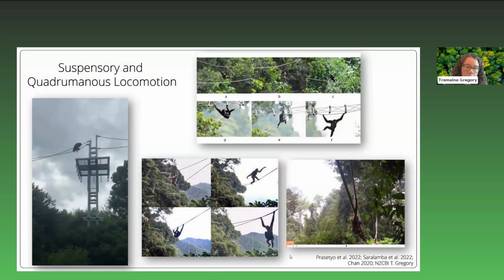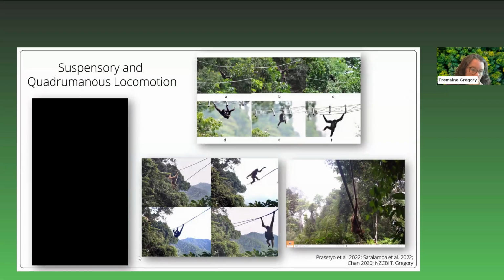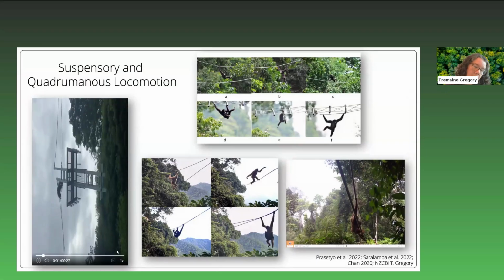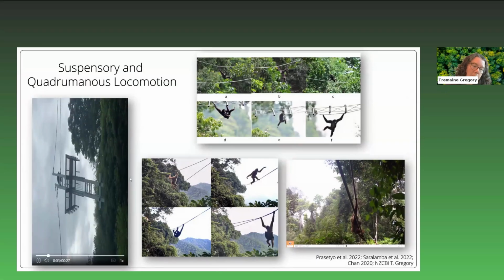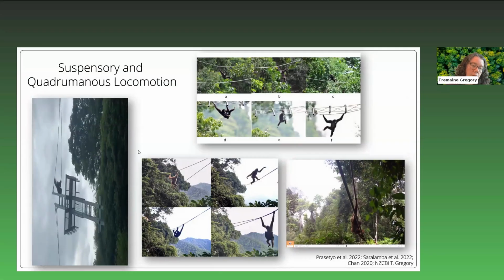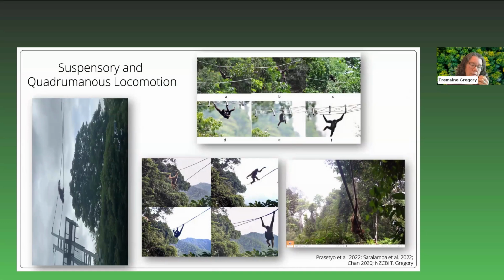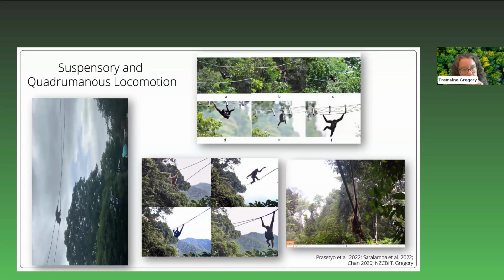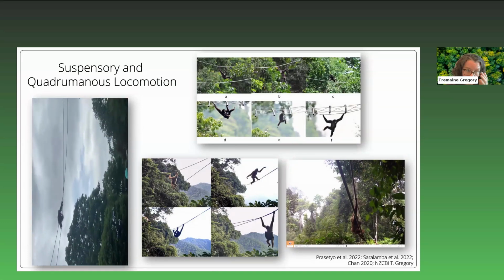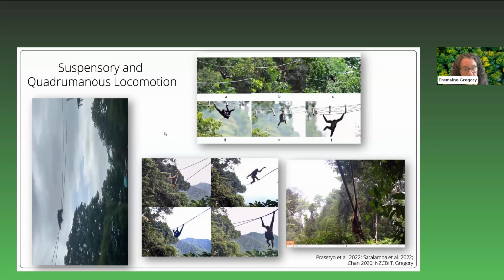And then people are beginning to develop solutions for these suspensory and quadrumanous animals. If you click the video on the far left, you can see an orangutan. This is actually here in the city I live in. But this is an orangutan crossing what's called the O-line in the National Zoo. It's a giant crossing structure built here. So they need these different solutions. Okay, next.